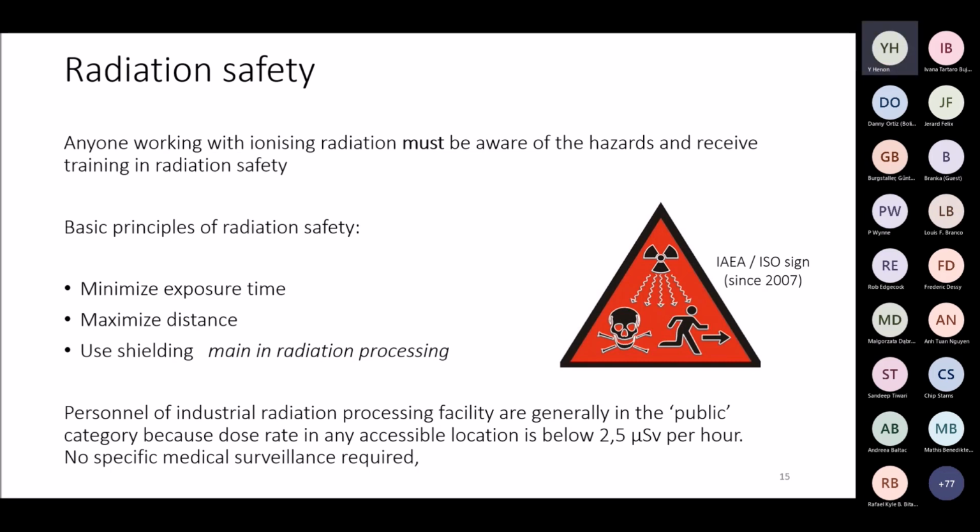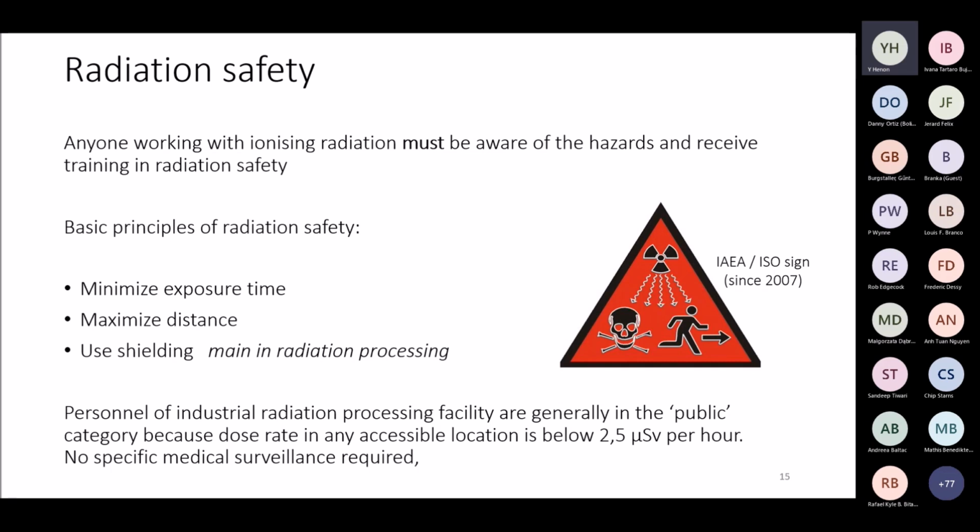So the basic principle would be to minimize exposure time, because the shorter the time, the less the dose. Maximize the distance to the source. Generally, the dose will go down inversely proportional to the square of the distance. But these are not the principles used in a radiation facility, because you have no exposure at all, and it's no question of going near the source. So what is used in radiation facilities is actually shielding.